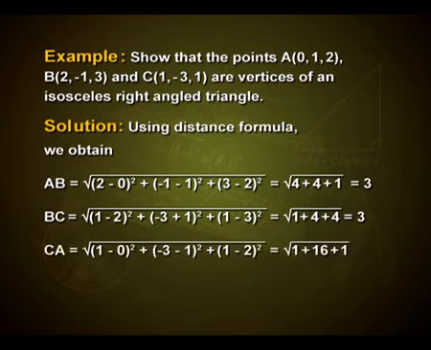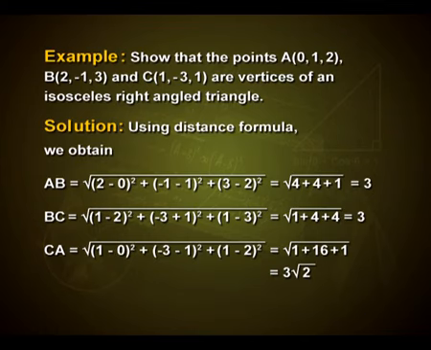CA is equal to square root of (1 minus 0) whole square plus (-3 minus 1) whole square plus (1 minus 2) whole square, that is equal to square root of 1 plus 16 plus 1, which gives us square root of 18, that can be written as 3 square root 2.